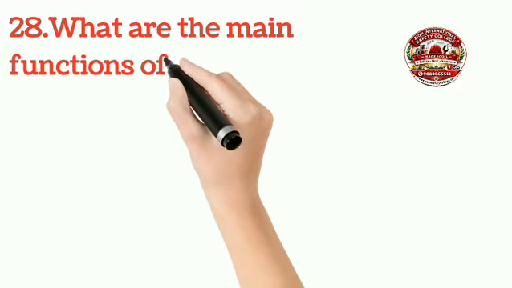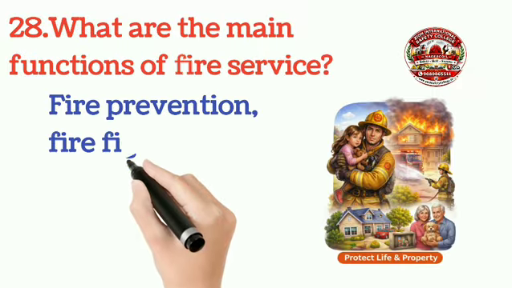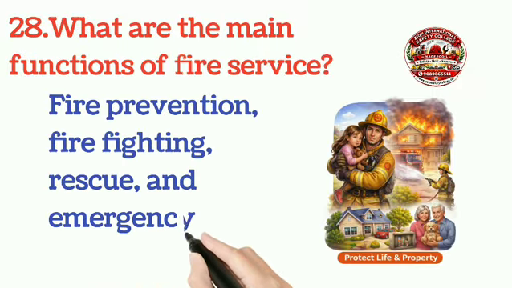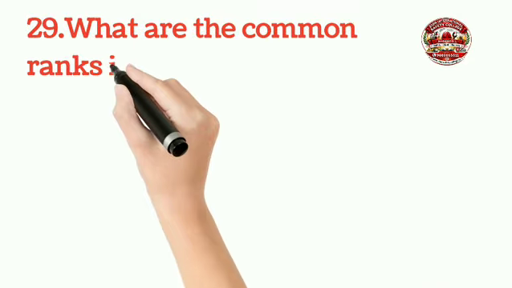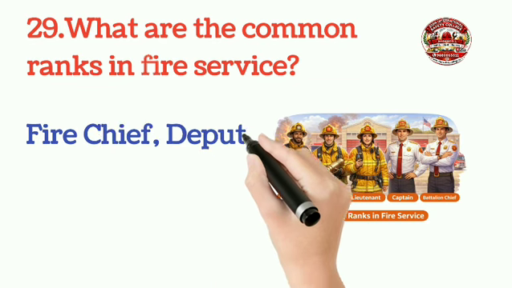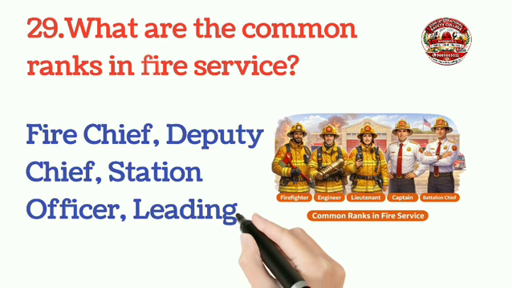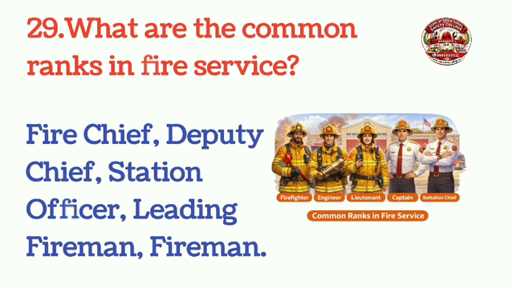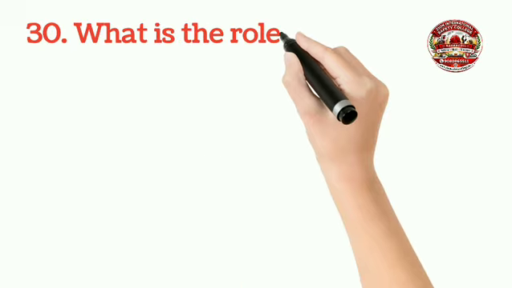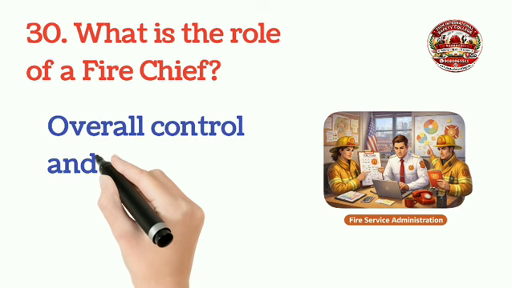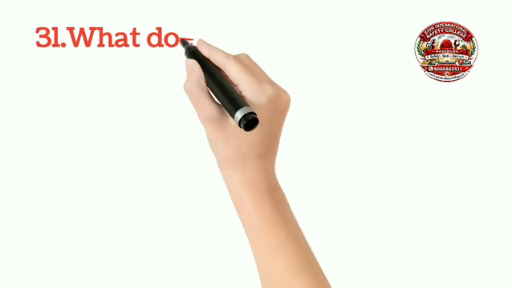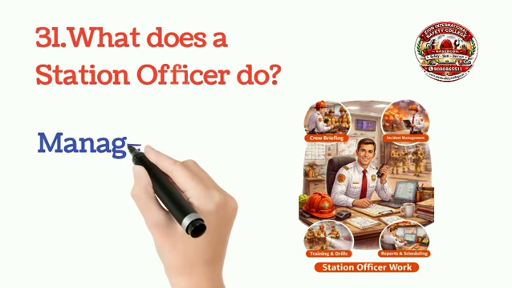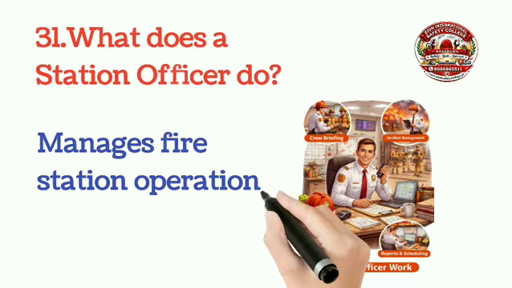What are the main functions of fire service? Fire prevention, firefighting, rescue, and emergency response. What are the common ranks in fire service? Fire chief, deputy chief, station officer, leading fireman, fireman. What is the role of a fire chief? Overall control and administration of the department. What does a station officer do? Manages fire station operations and personnel.